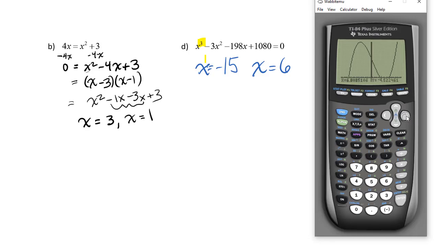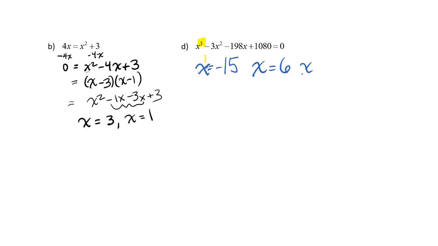And then the last one is here on the far right. Helps if I push 0. There we go. To the left of the intersection, to the right of the intersection, as close to the intersection as we can get. And our last root, or 0, is at x equals 12. And this is how you can solve these with your calculator.